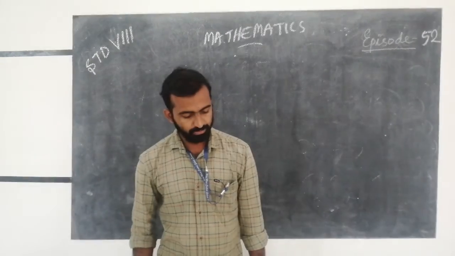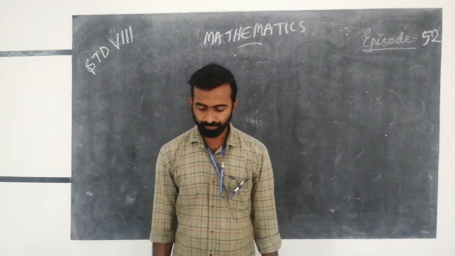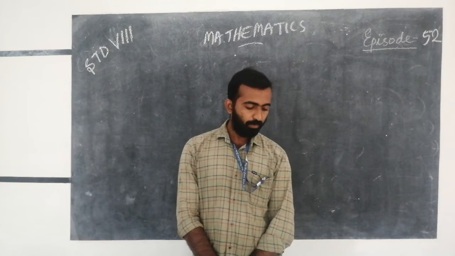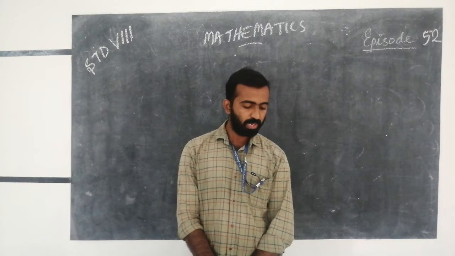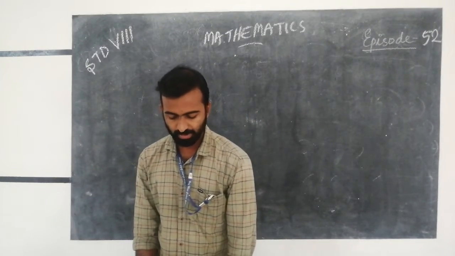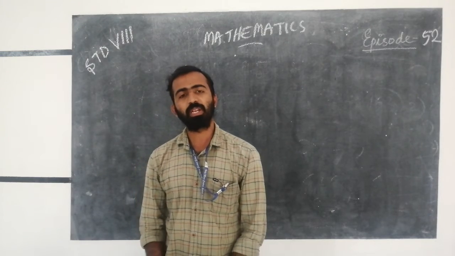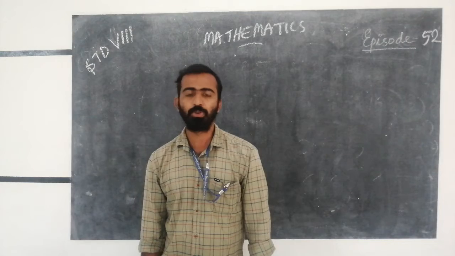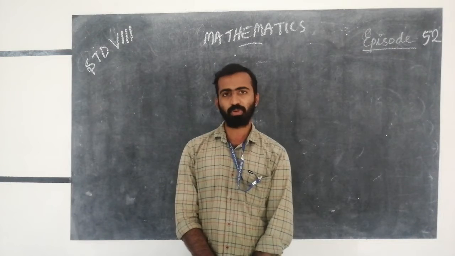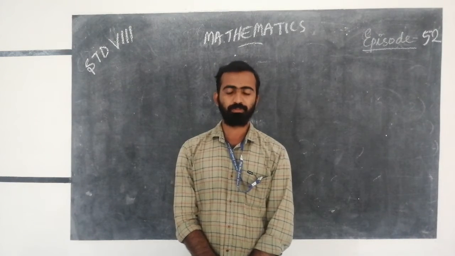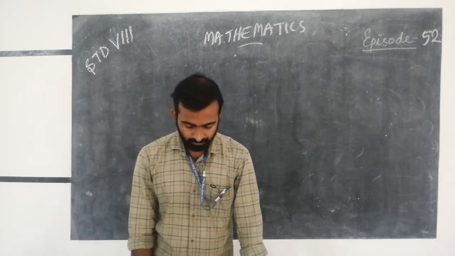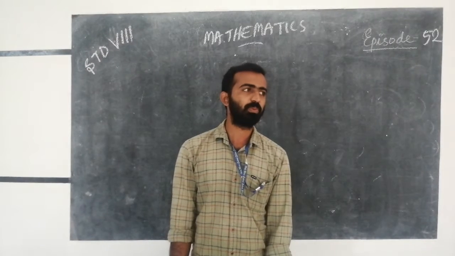Next, we are going to discuss our exercise 10.3. Can a polyhedron have 3 triangles as its faces? No. What about 4 triangles? Yes, 4 triangles is possible. And the third one, a square and 4 triangles, that is also possible.